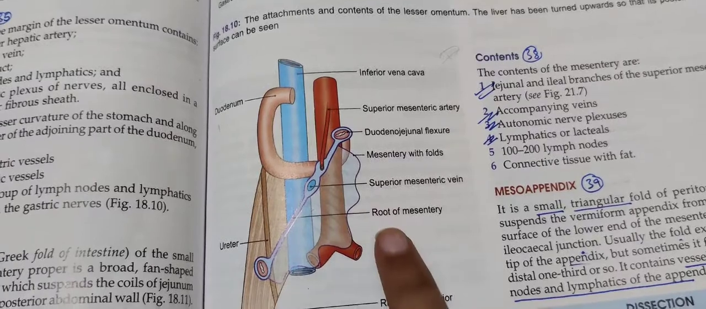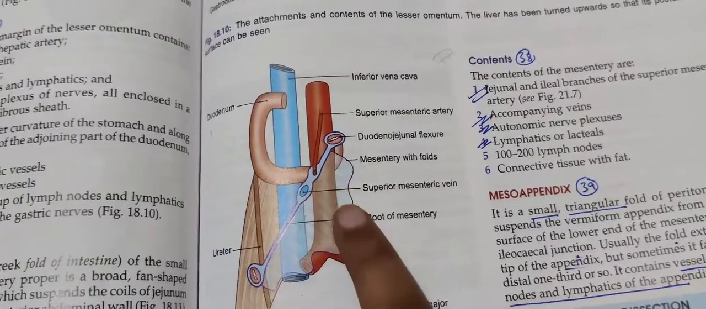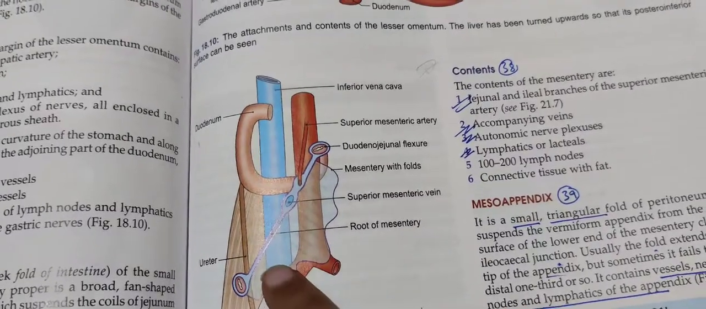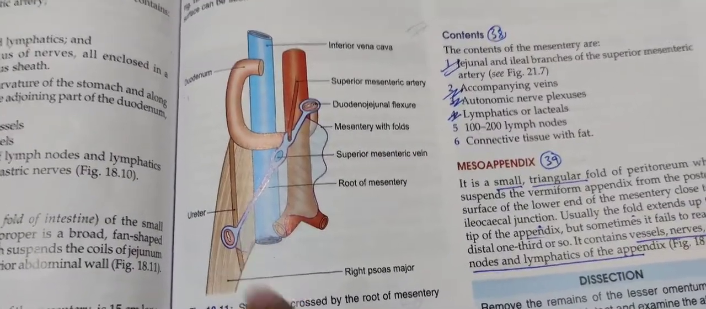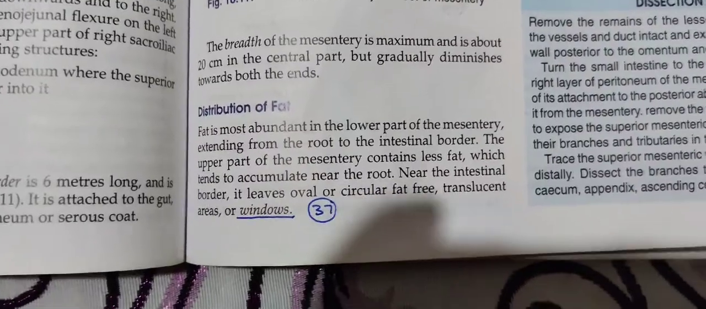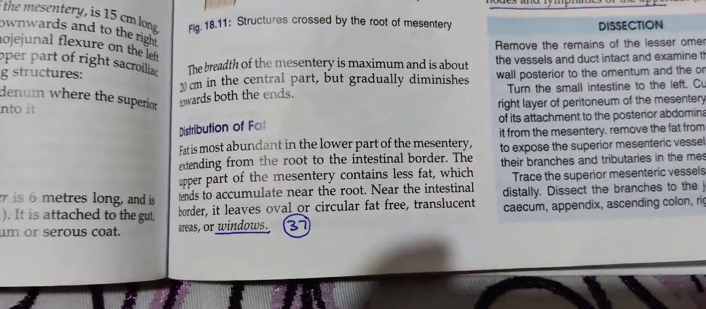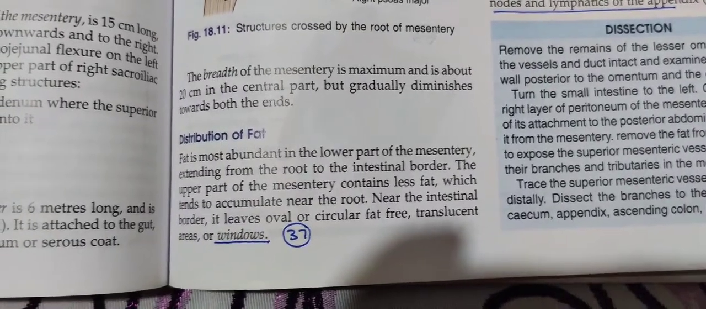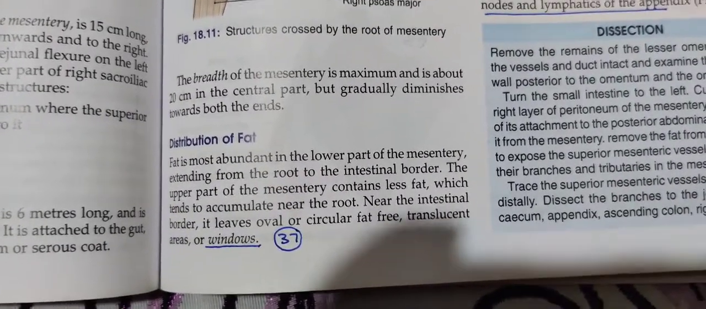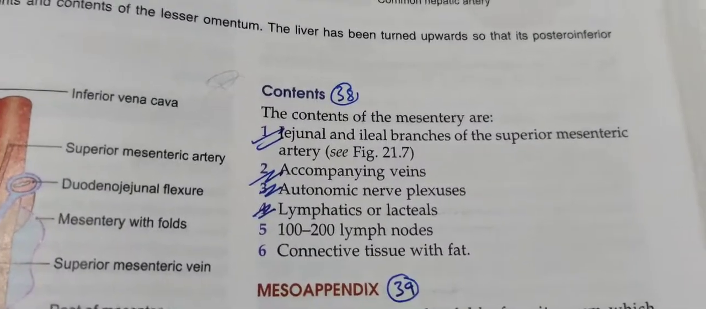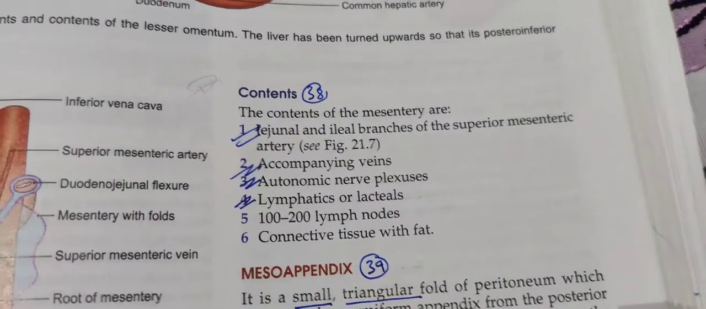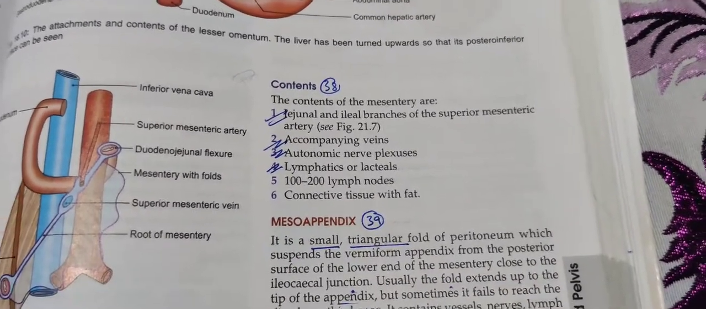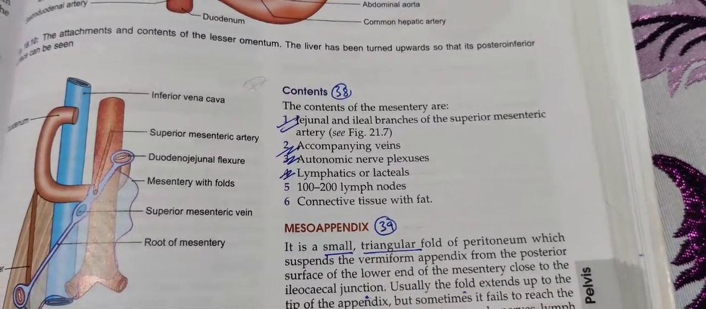So what structures does the mesentery cross? Third part of the duodenum, abdominal aorta, inferior vena cava, right ureter, and right psoas major muscle. Okay, so now this mesentery near the border of the intestine, it leaves some circular fat-free areas which are known as windows. Now see contents of the mesentery: jejunal and the ileal branches of the superior mesenteric artery, their veins, autonomic nerve plexus, and the lymphatics.